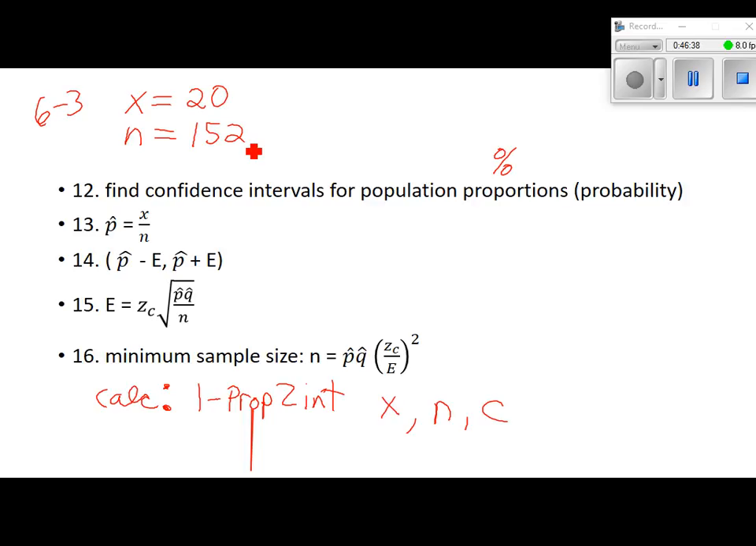You've got to be able to find P hat. P hat, remember, is your probability. How would we find P hat? 20 divided by 152. Take your calculator and divide it. What's that come out to be? 0.132. Now that's our P hat. How do we find Q hat? 1 minus P, 1 minus whatever that was, right? That gives us our Q hat.